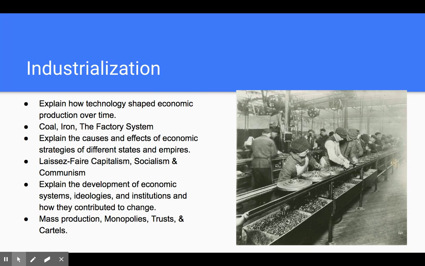And then the counter reaction to that, socialism and communism, where they were encouraging government to have more of an intervention on business practices. Our other goal was to explain the development of economic systems, ideologies, and institutions and how they contributed to change. And we focused on such concepts as mass production, monopolies, trusts, and cartels.